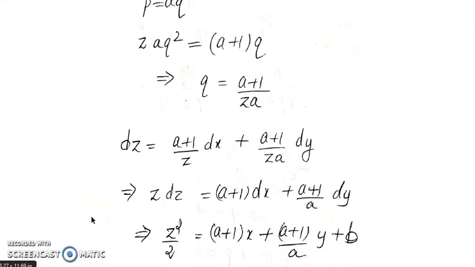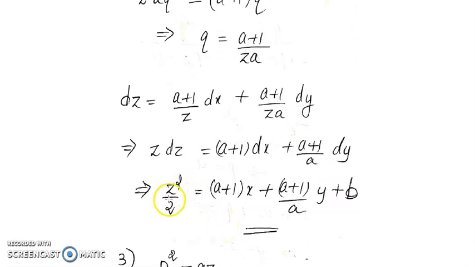Now take z to the left hand side. I'll get z dz equal to (a plus 1) dx plus (a plus 1) by a dy. So on integrating that will give you z square by 2 equal to (a plus 1) x plus (a plus 1) by a y plus b. So this is the required solution.